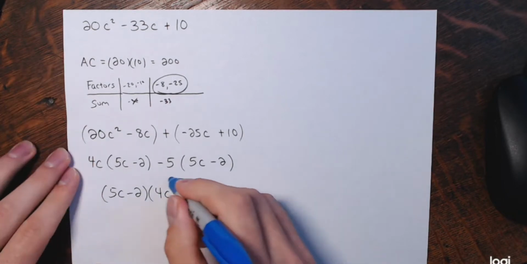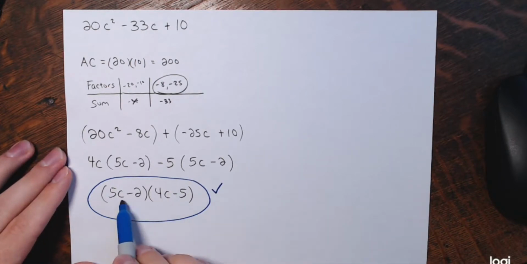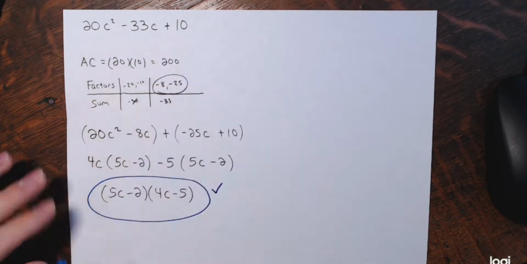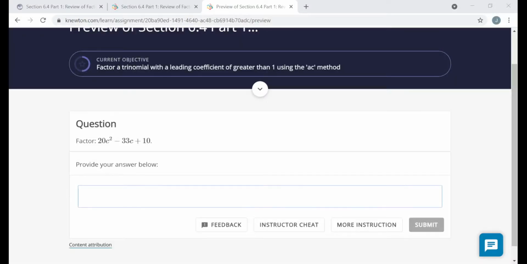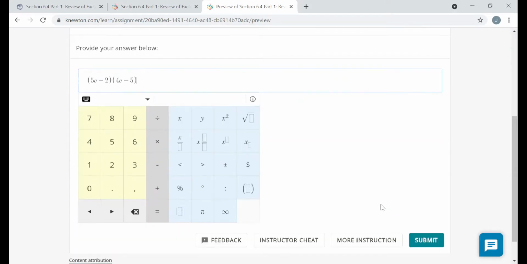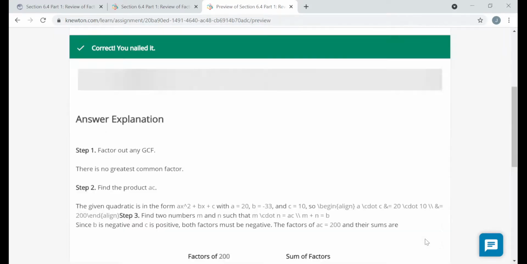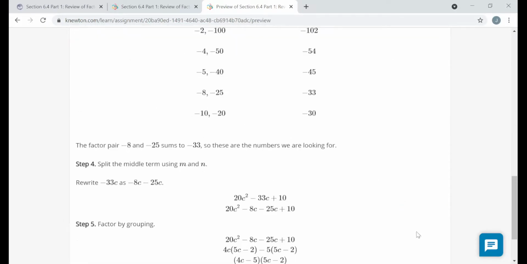And there we go. There's the original expression, totally factored. And once again, check it, multiply these out. You should end up with the original statement. Okay, so that's what I'll enter. We have 5c minus 2 times 4c minus 5. All right, and please read your explanations.